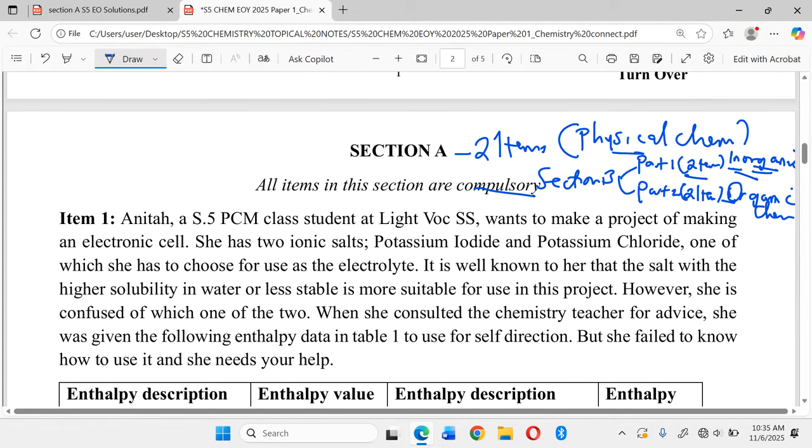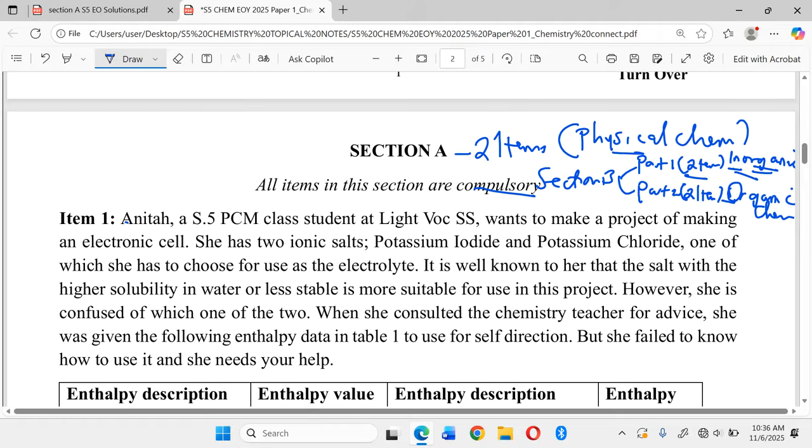So in this session, I'll be taking you through section A items. In the next session, we look at inorganic chemistry, part 1 of section B, and then in the last session, we shall go through section B part 2, which is about organic chemistry. Let's go directly to item number 1.